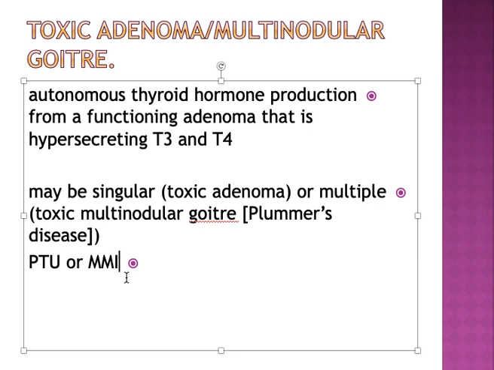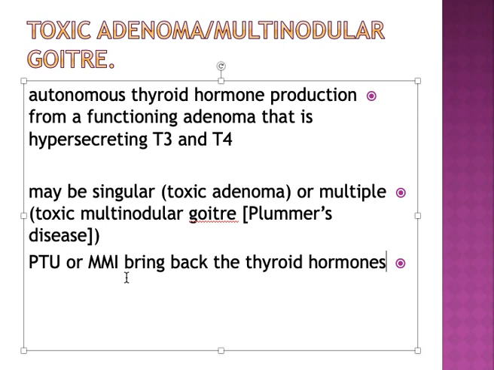Okay, and why do we give that? Just to bring the thyroid hormones back to normal, the euthyroid state. Okay, so this is the thing. If there are too many symptoms like increased heart rate, palpitations, tremors, you can give them beta blockers to stop the sympathetic activity.